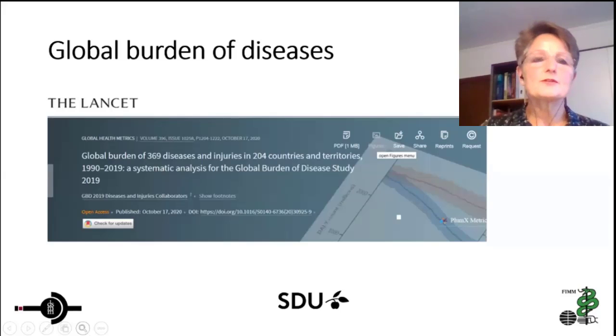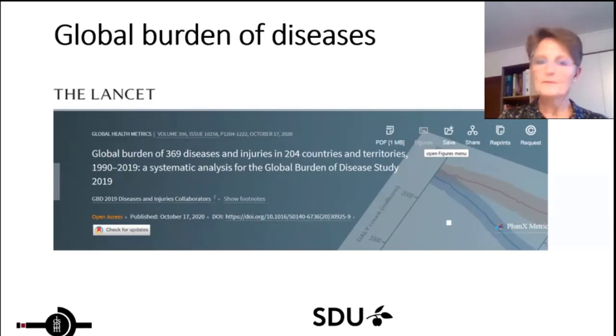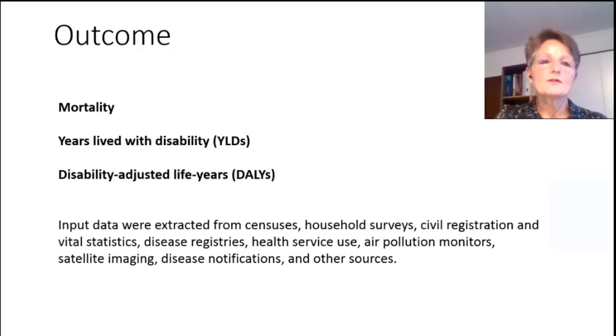We're looking into the literature and we're looking at how to measure the outcome of different treatments. I can look into the global burden of disease, the Lancet papers describing the global burden of different diseases all around the world. Over the years, the global burden has used mortality as outcome. In later years, they have used years lived with disability and disability adjusted life years.